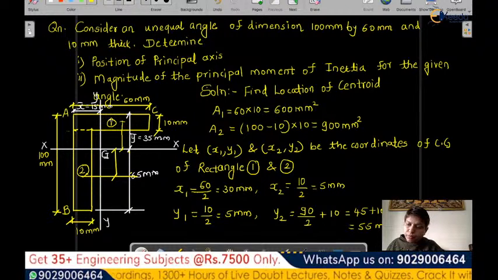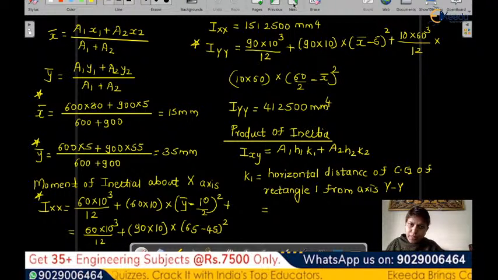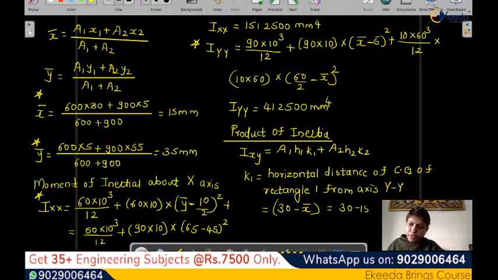So the rectangle CG will be at 30 millimeter. 30 millimeter minus x bar, because this is our y-axis and this is our x-axis. So we need this distance. Let's write down this distance: 30 minus x bar. So 30 minus 15, that is 15 millimeter. That is K1.